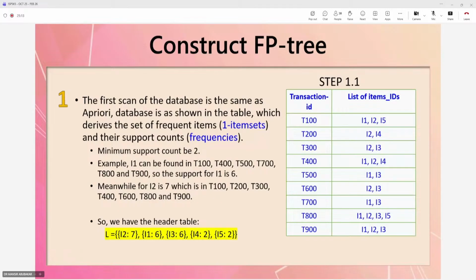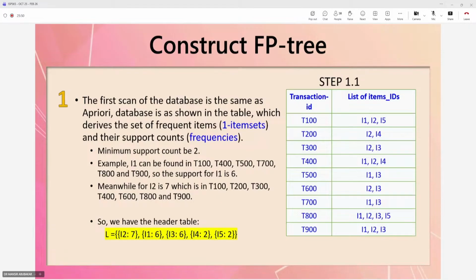So the database is shown in the table. You can see the database here. We have a number of transactions, like T100 to T900. We have 9 transactions, for example. Each transaction drives the set of frequent items, that is one item sets, and their support count frequencies. So in the database, you see that we have the minimum support, and finding the minimum support is almost the same as Apriori. How many times does item number 1 appear in the data set? How many times does item number 2 appear?